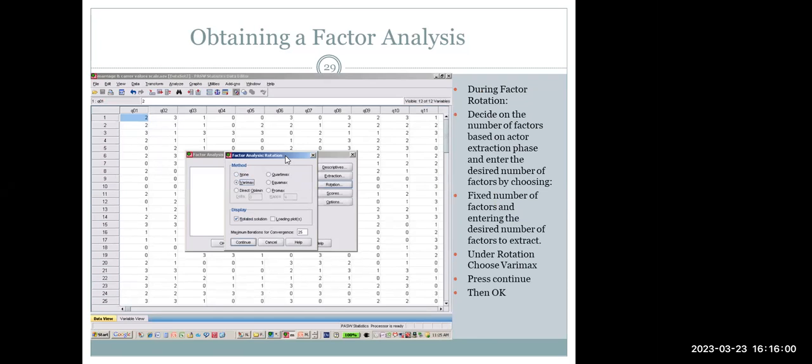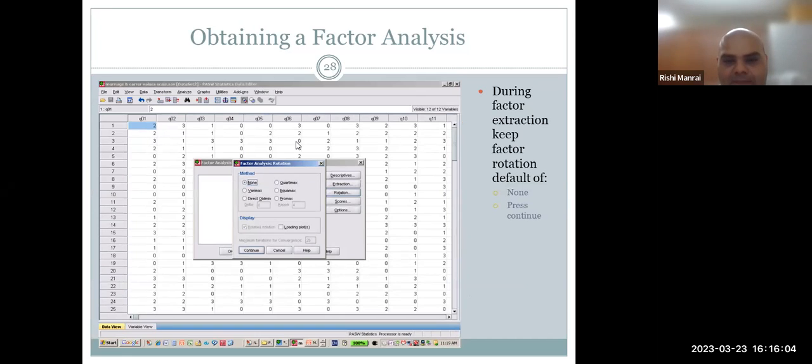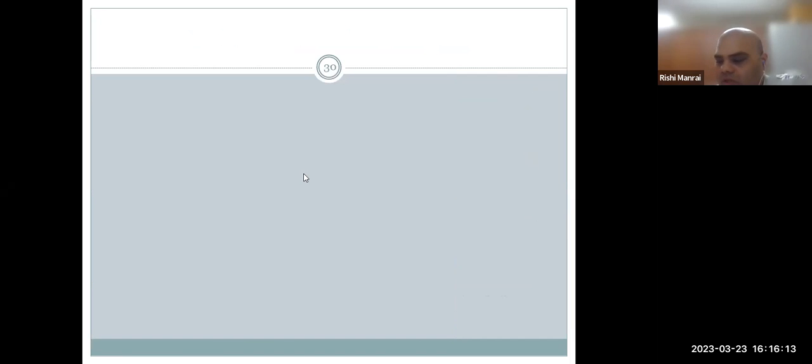Sir, can't we select varimax? No, instead of none, in the next step we will select varimax, when we rotate the factors. Okay, sir. Yes, when we are rotating the factors, we will then select it.